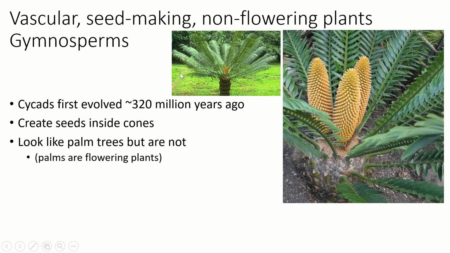More you know. So here's some cycads. And you can see they really look like palm trees, but they're not. Palms are actually flowering plants. Cycads have this main central trunk with these big frond-like leaves growing off of it. And then when they reproduce, they put up this big sort of cone structure in the middle. And this is going to be covered with structures that will create seeds.